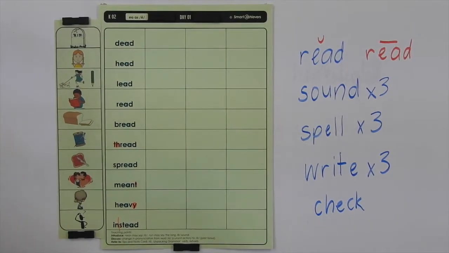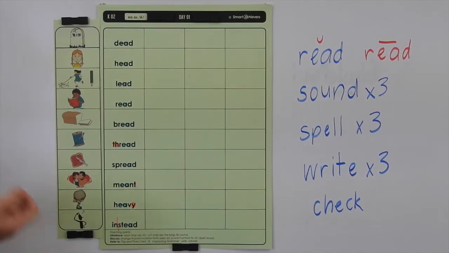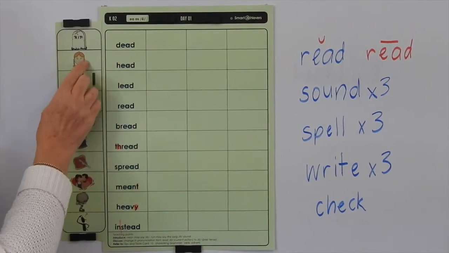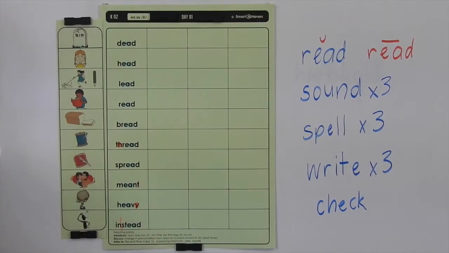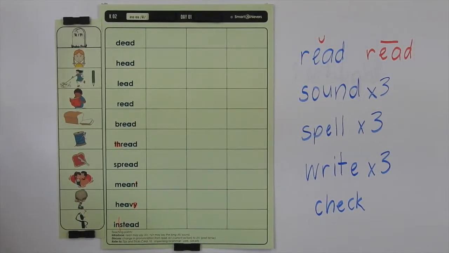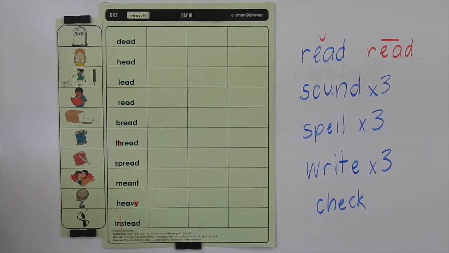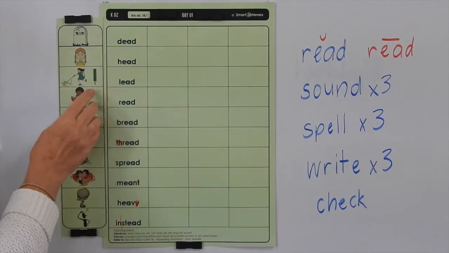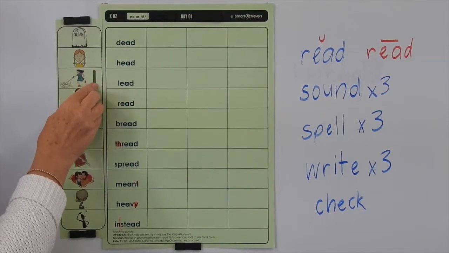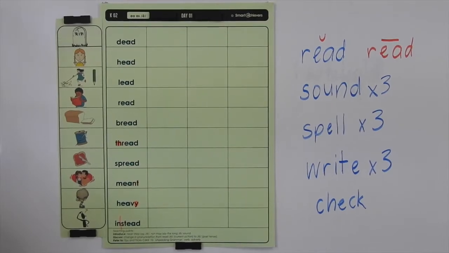Dead means when something's not alive anymore, so if I don't water my plants, they will soon be dead. It means they're not alive anymore. Head could be the head on your body, or it could be the top of something. So you could have the head of the school is the principal. He's the top person in the school. Lead has two meanings. You could have a pencil, or when you take your dog for a walk.